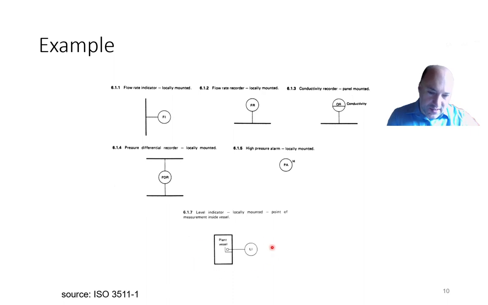And here we can see an example of a level indicator. So this measures liquid level. It is locally mounted, and the second letter I is telling me that this is an indicator. So I locally display the value. And here we can see the specified point where I measure the liquid level. So this specifies not only that I measure it in this tank, but I measure it specifically at this position.